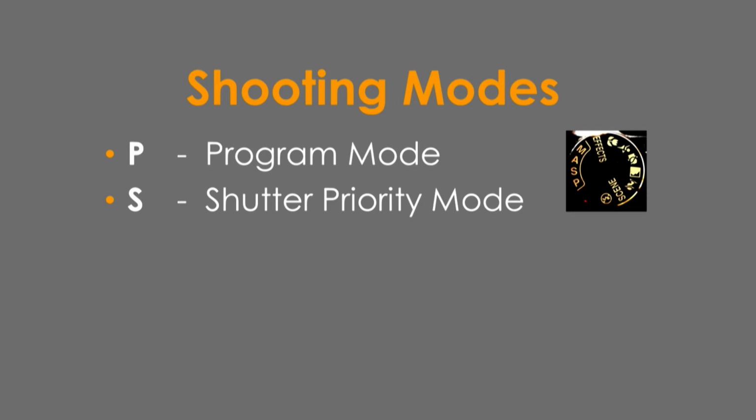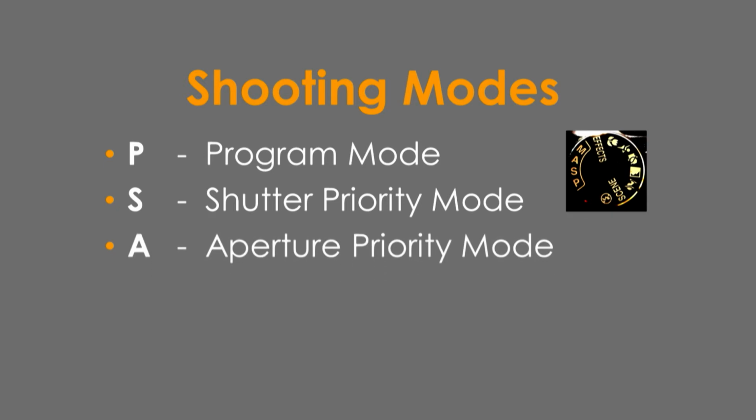Nikon calls it S, Canon calls it TV, time value. In Canon cameras, you will not have the S, you will have the TV. The next one is A, which is the aperture priority mode. You decide whatever aperture you want to set at, and the camera will choose the right shutter speed for it. Canons will have it as AV, which is aperture value.